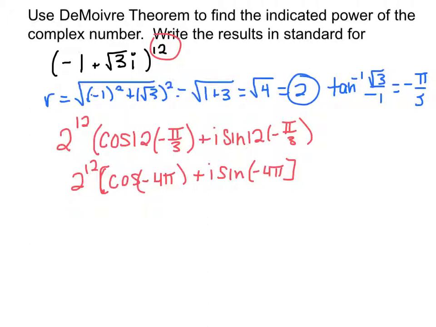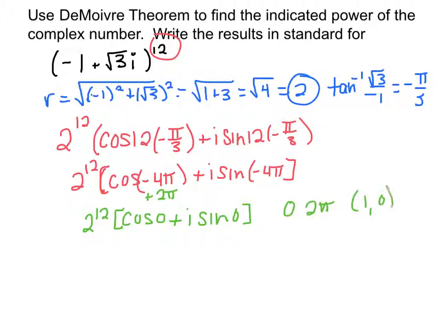The next piece I'm going to do here is find my coterminal angle. So I'm going to add 2 pi until I land between 0 and 2 pi. So this is 2 raised to the 12th times the cosine of 0 plus i sine of 0. Now at 0 or 2 pi, the terminal point is 1, 0. So I'm going to replace cosine with 1, and I'm going to replace sine of 0 with 0.